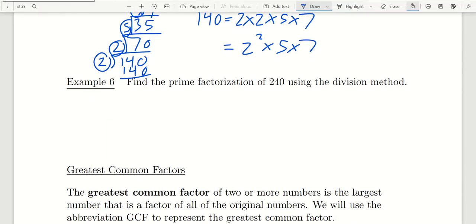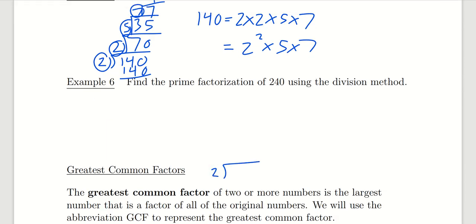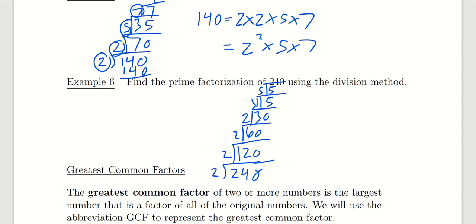Let's try it with 240. So obviously the smallest prime is 2, which does go into 240. It goes in 120 times. 2 does go into 120. It goes in 60 times. 2 does go into 60. It goes in 30 times. 2 goes into 30. It goes in 15 times. 2 will not go into 15, but 3 does. It goes in 5 times. And then 5 goes into itself 1 time, which is a prime. So these are the numbers in front of our ladder.